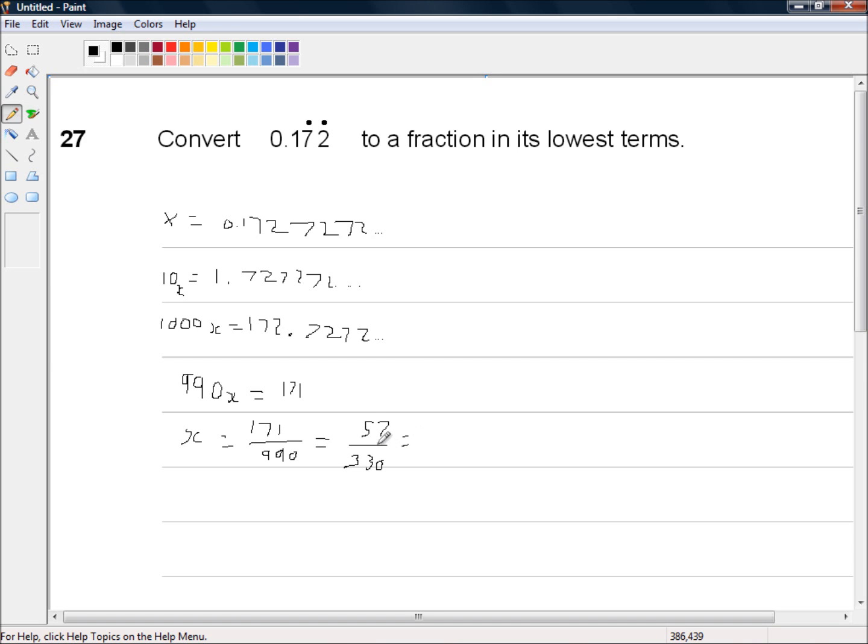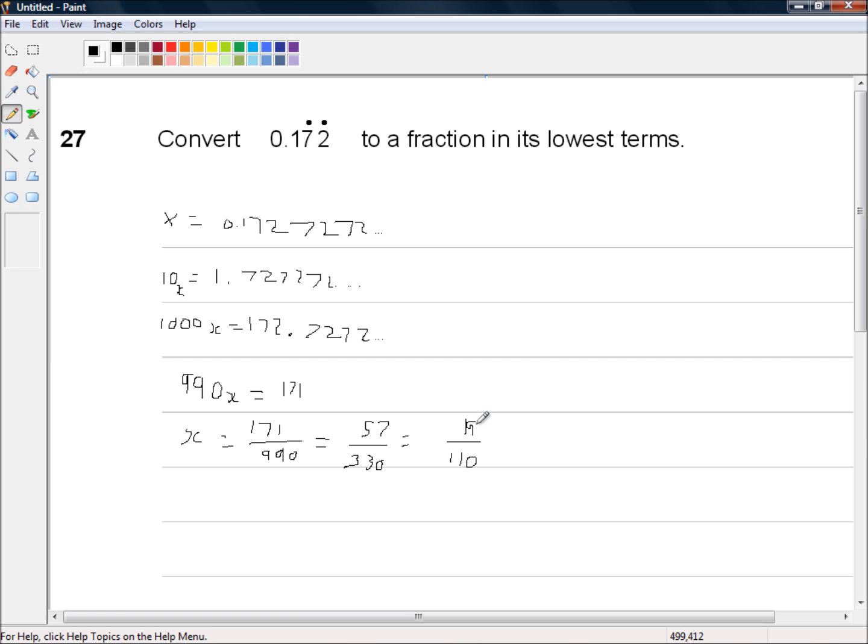Now the question is, will that cancel down any further? Again, that 330 is looking very much like we should probably try and divide top and bottom by 3. Well, 3's into 5 goes once with a remainder of 2. 3's into 27 goes 9 times, so yes, it will go. So that's 19 over 110.